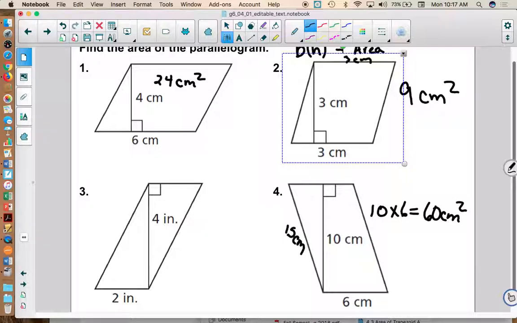What's the area of number 3? When I say 1, 2, 3, show down, I want everybody to show me with their hands what the area of number 3 is. Okay, I'm going to give you just a second.